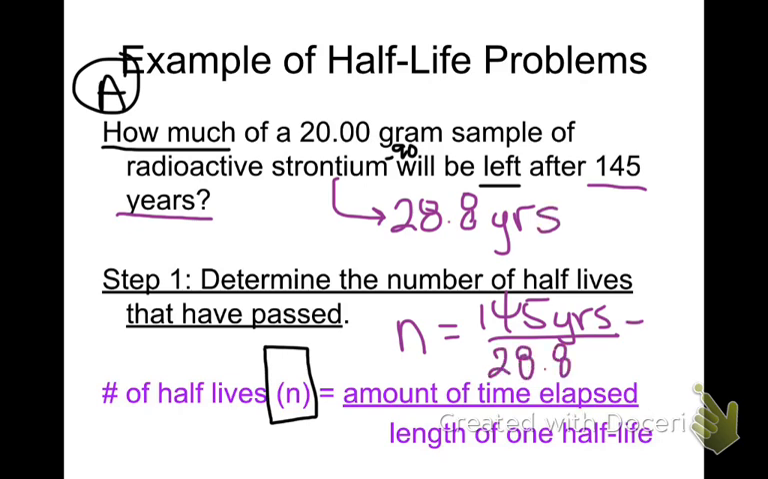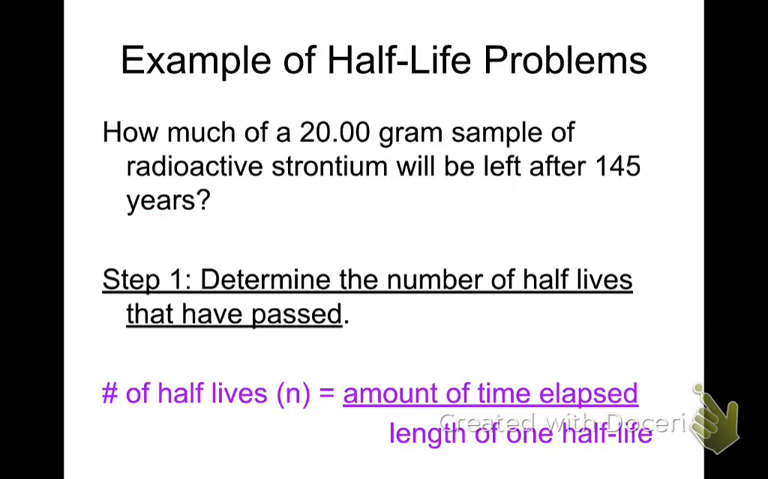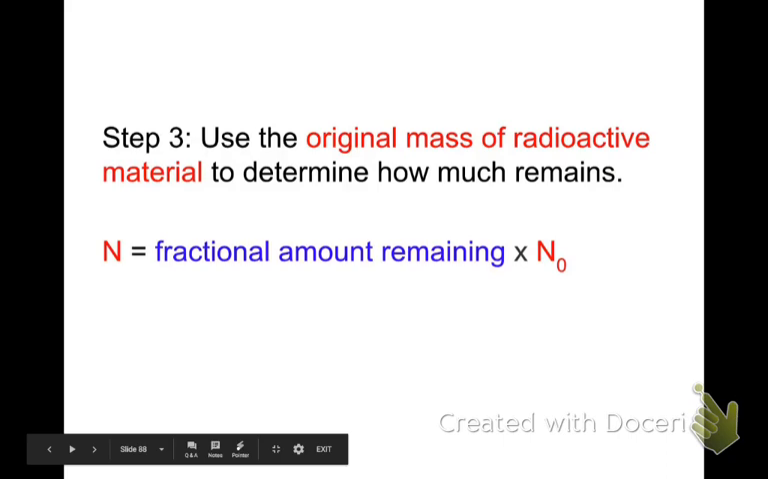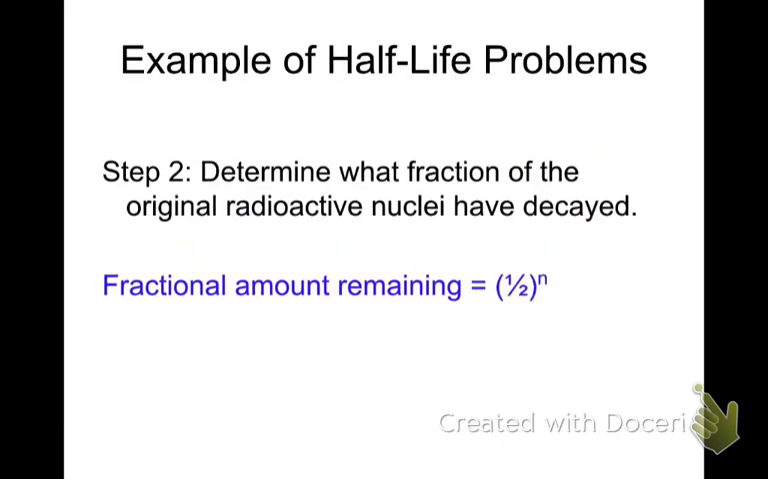Okay, so if I divide 145 by 28.8, I get 5.03 half-lives, or lowercase n. I'm using 3 sig figs because both of my values had 3 sig figs, and I'm dividing. Step 2, I would take that number of half-lives and determine what fraction, based on that number of half-lives, has decayed.